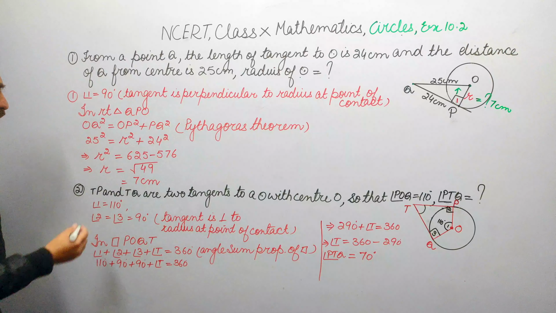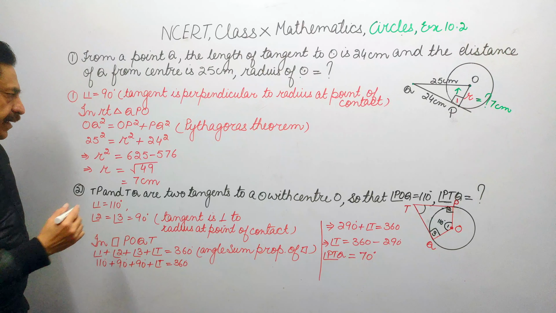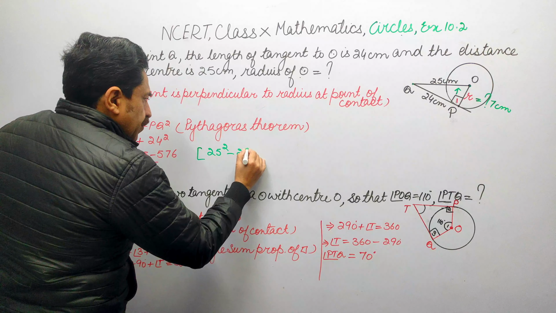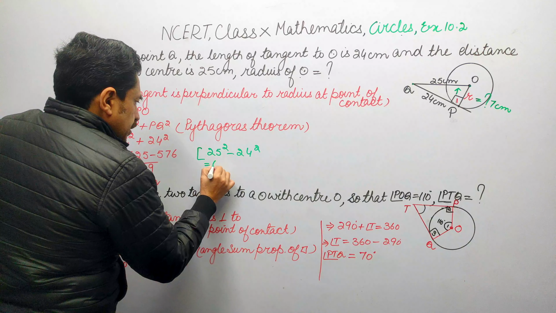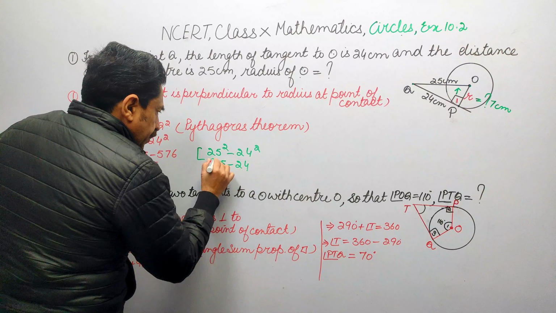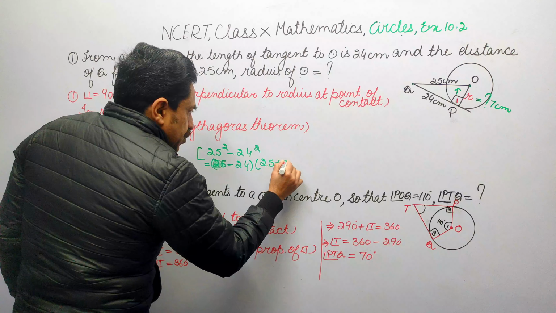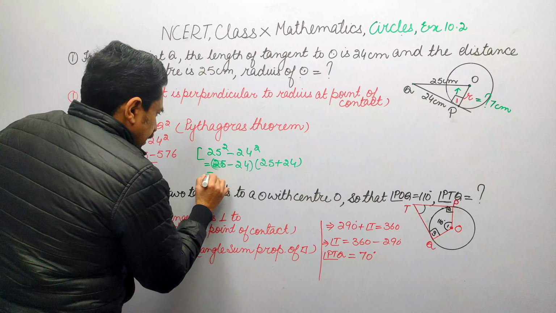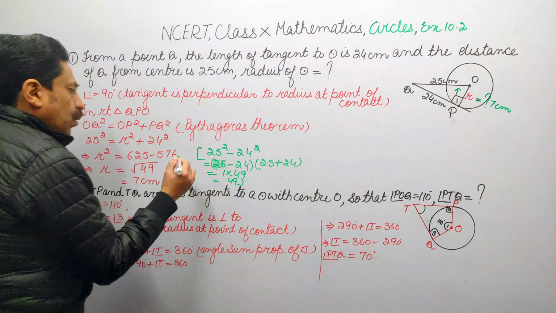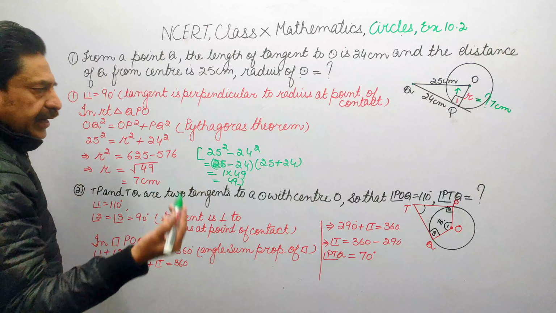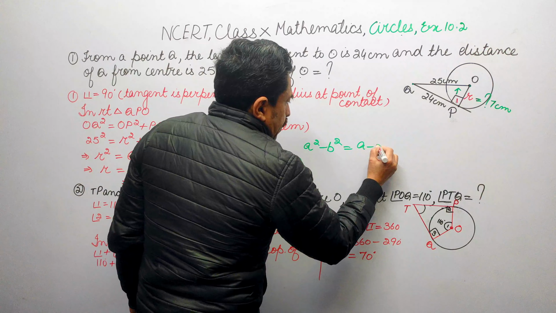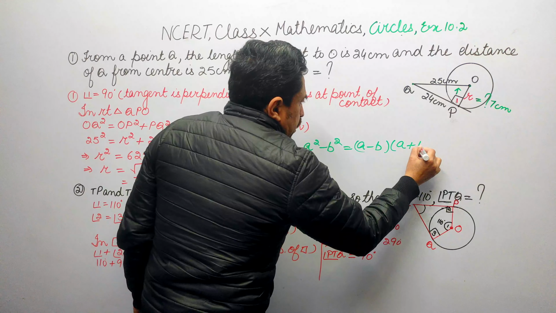Now if you have difficulty finding the squares, you may use the identity. This way, 25 square minus 24 square is 25 minus 24, into 25 plus 24. That is 1 into 49, 49. So you may also get 49 using the identity. Which identity have we used? a square minus b square is equal to a minus b, a plus b.